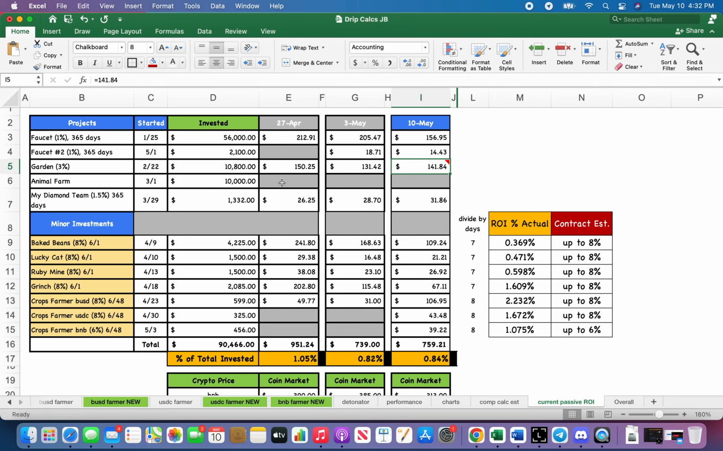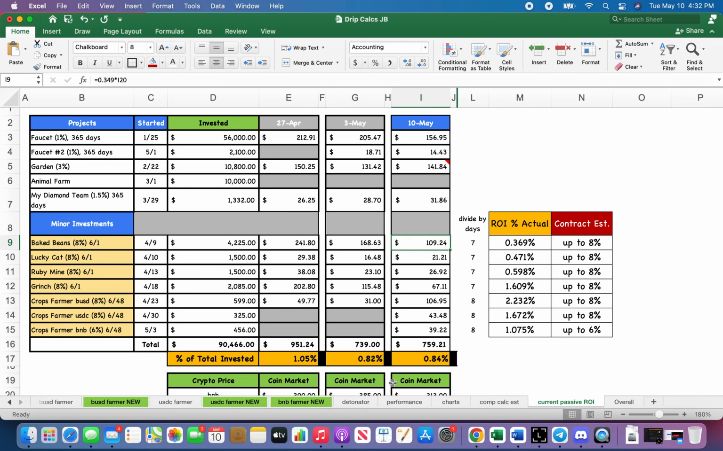Animal Farm, everyone knows it's still paused. So hopefully tomorrow, that Thursday, that actually happens, and I can try to get used to some of these $10,000 I have in the Animal Farm. My Diamond Team is still paying out, man. If you're looking at this thing, it's the only one that's consistent. It's just super simple. I know it's pegged to BNB, right? Which actually, that's a good point. So I'll update that, but in general, it's still moving up, it's still doing its thing.